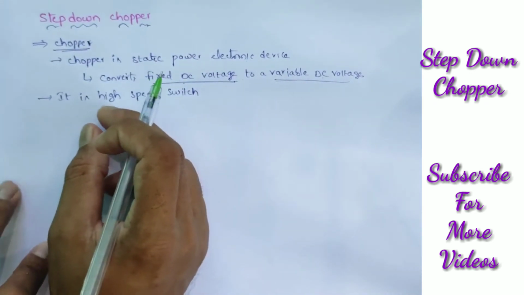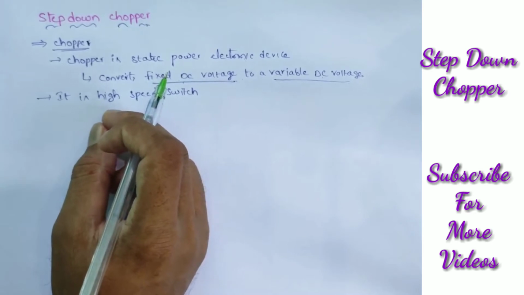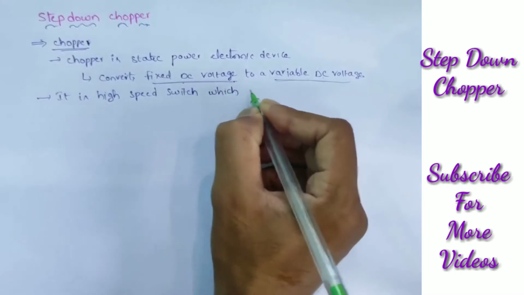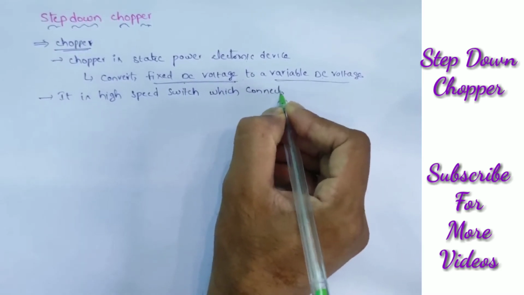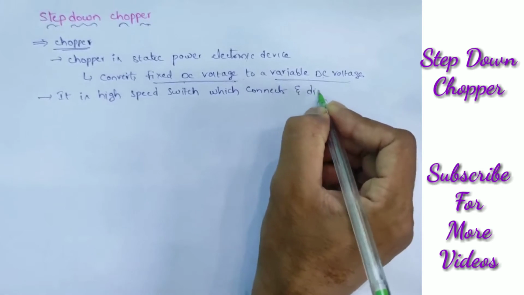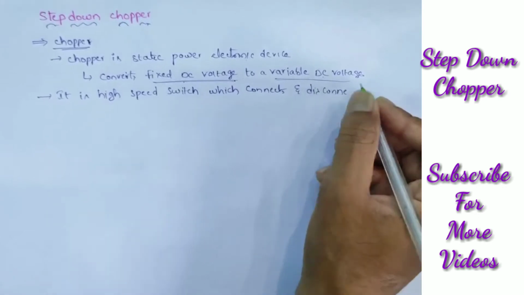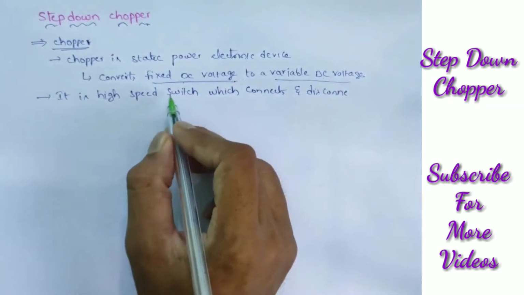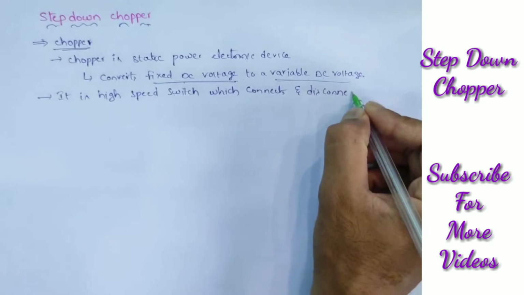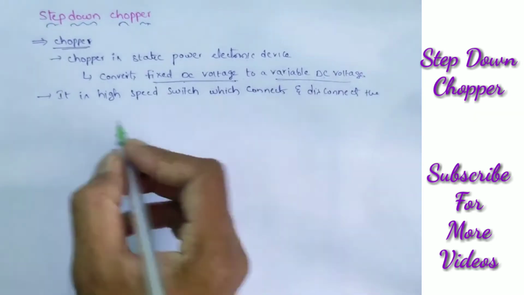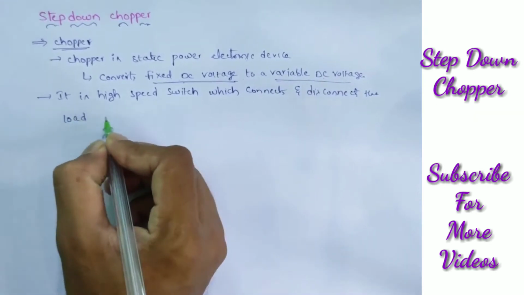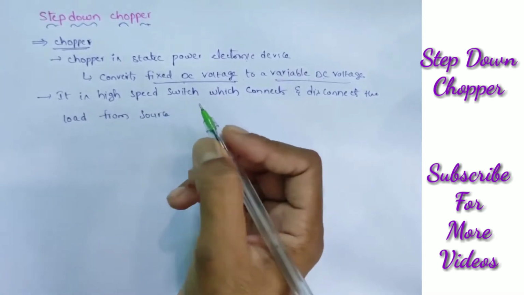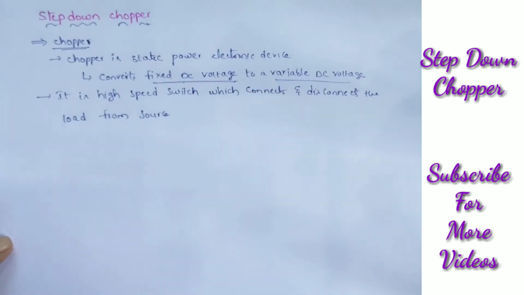Actually, the chopper is a high speed switch which connects and disconnects, and mainly the switch is used to connect or disconnect only. So that's why it is a high speed switch which connects or disconnects the load from the source or supply. So this is about the chopper.